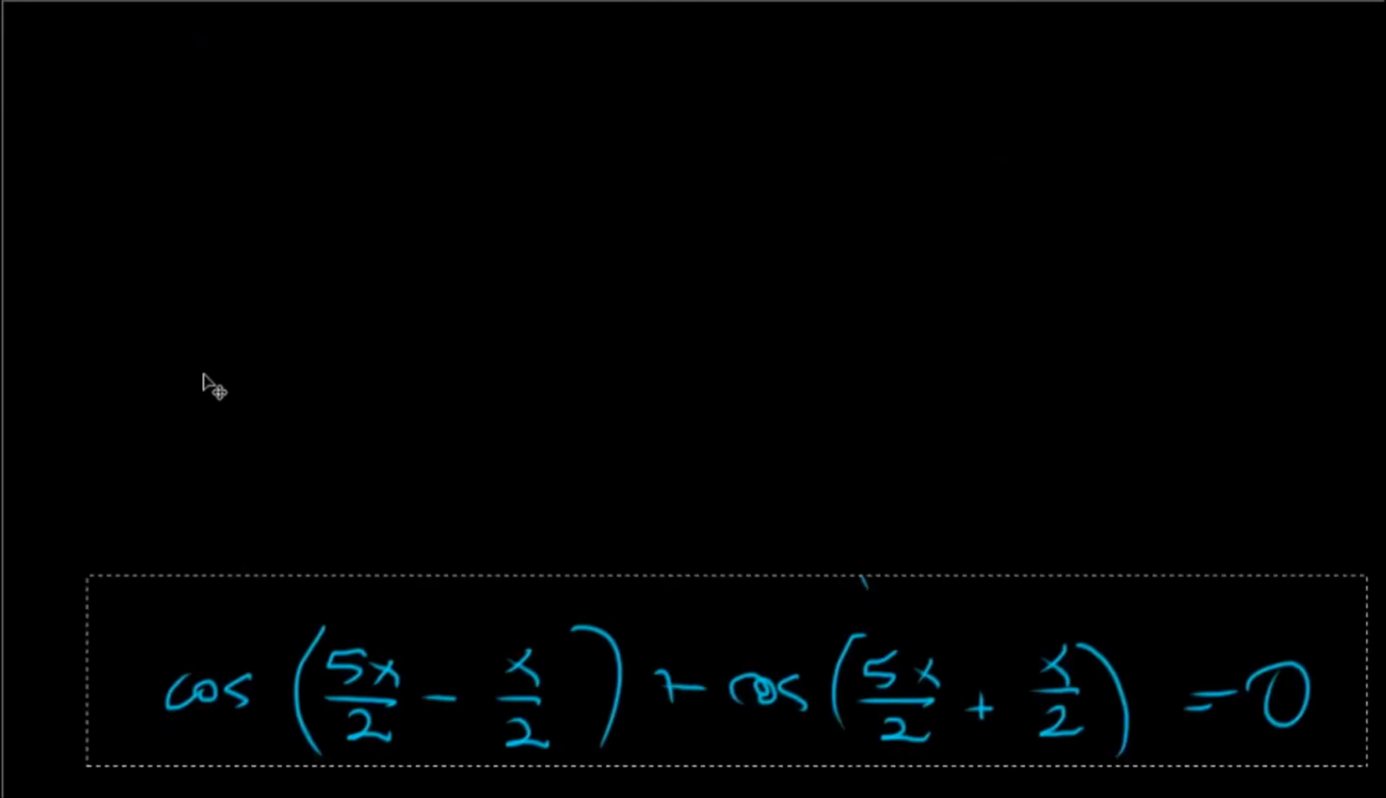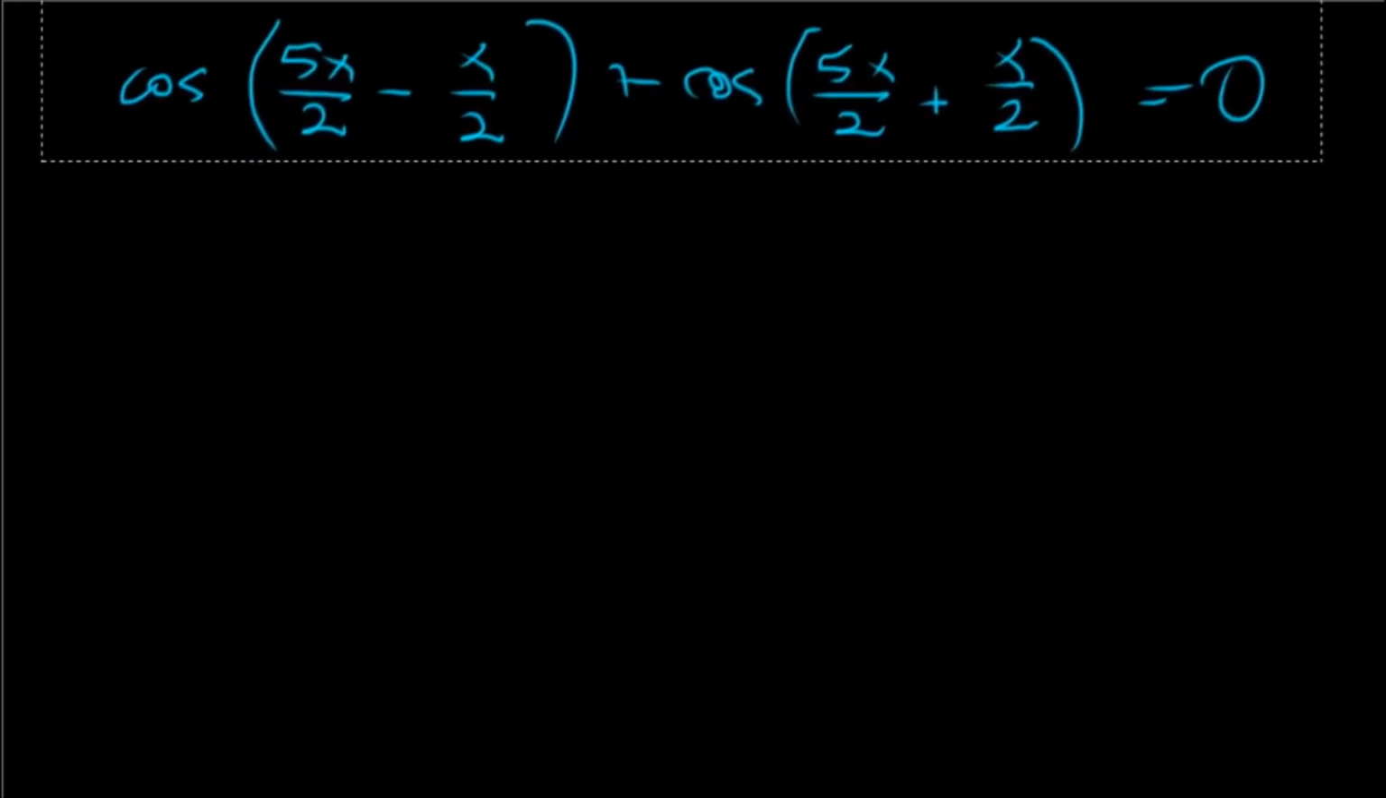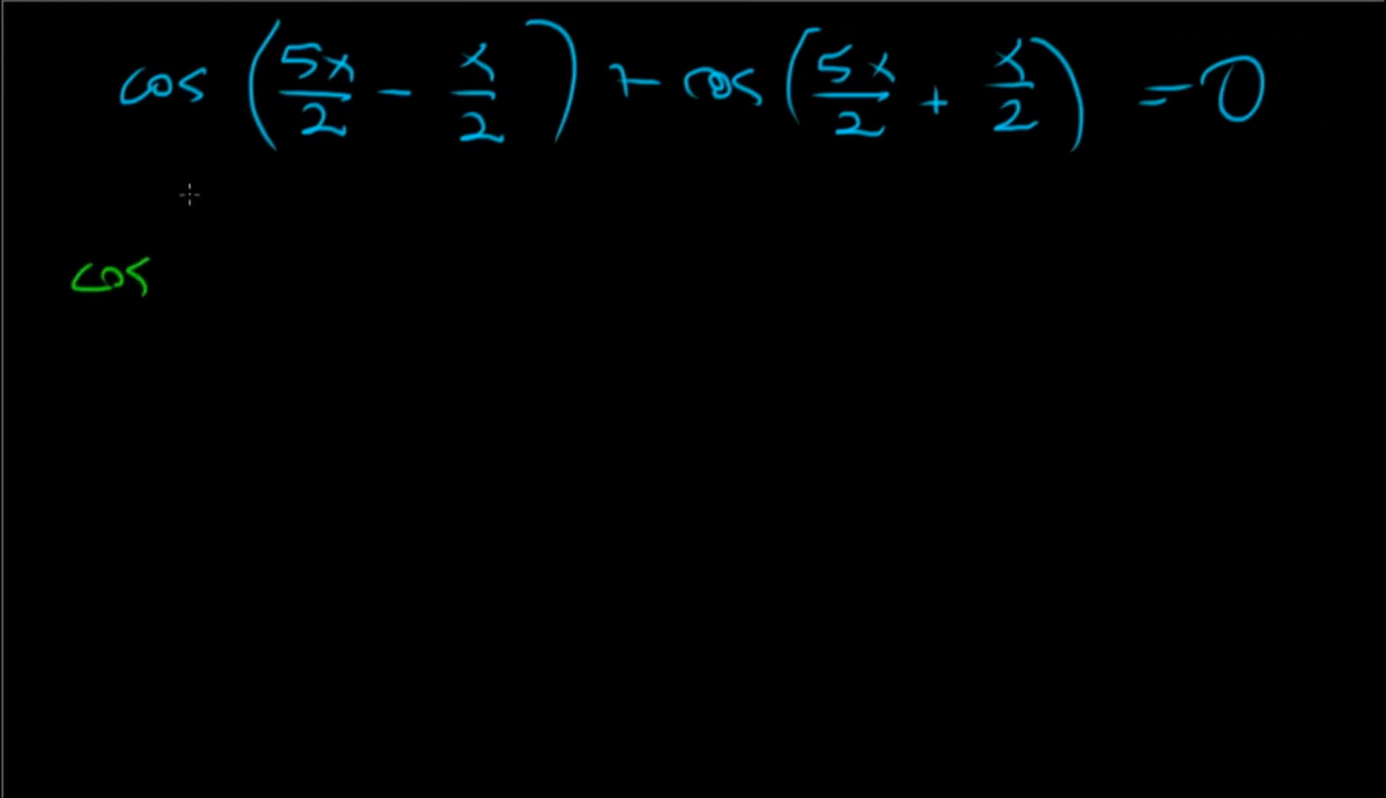Here we go. All right, I'm going to use the difference formulas for cosine. So cosine, cosine, sine, sine. So cosine 5x divided by 2, cosine x divided by 2. Cosine, cosine, sine, sine. So that's going to become a plus. And then sine 5x over 2.